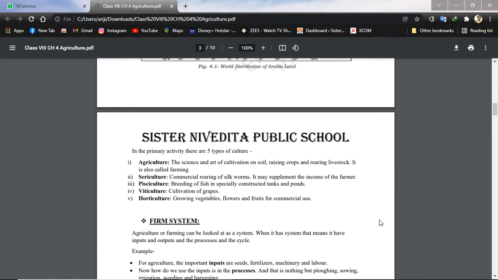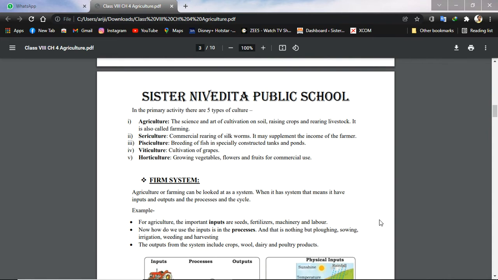Now coming to the next part, the primary activity. There are five types of culture. Number one is agriculture. You already know the definition of agriculture: the science and art of cultivation of soil, raising crops and rearing livestock, also called farming. Number two is sericulture. Sericulture is the commercial rearing of silkworms, and it also supplies income to the farmer.